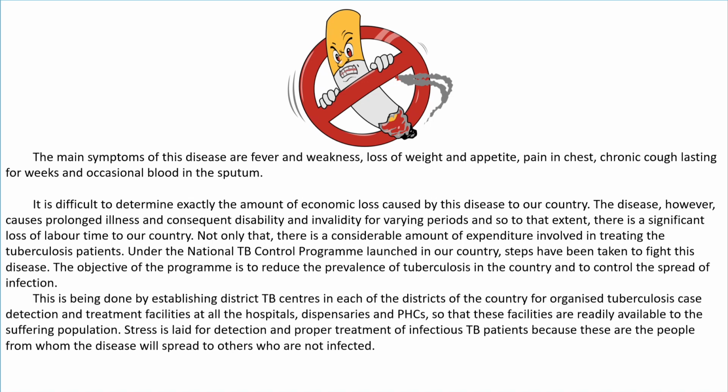All right, so if any of you or any of your parents or neighbors or friends have these symptoms like fever and weakness, loss of weight, loss of appetite, pain in the chest, or coughing for a long time and blood coming out from their mouth, then immediately tell them to go to the doctor and do the test for tuberculosis.